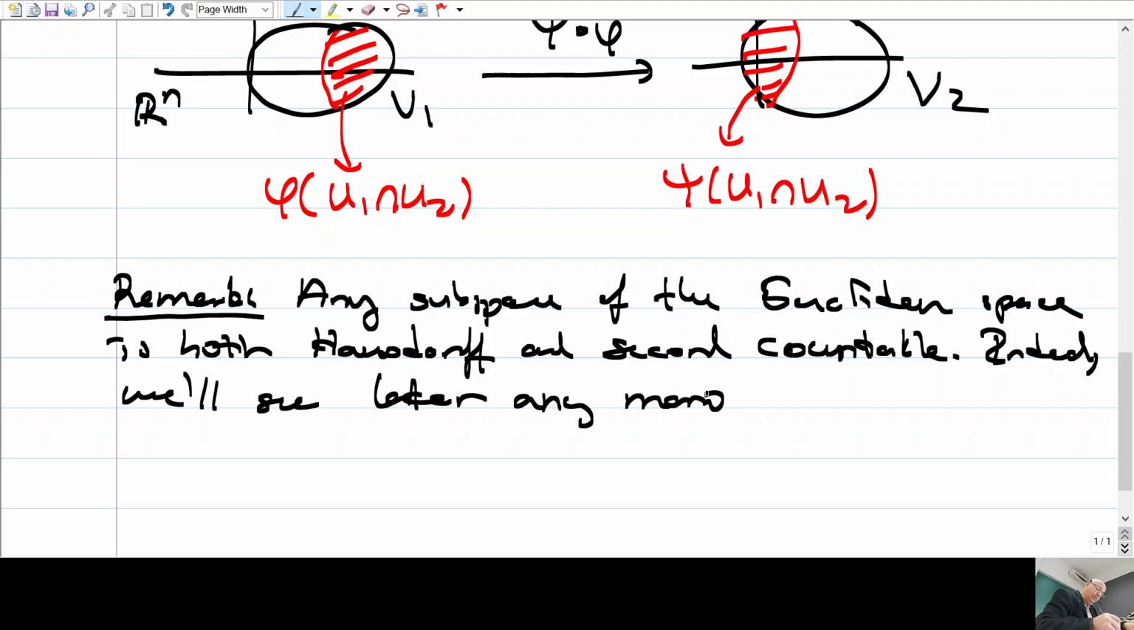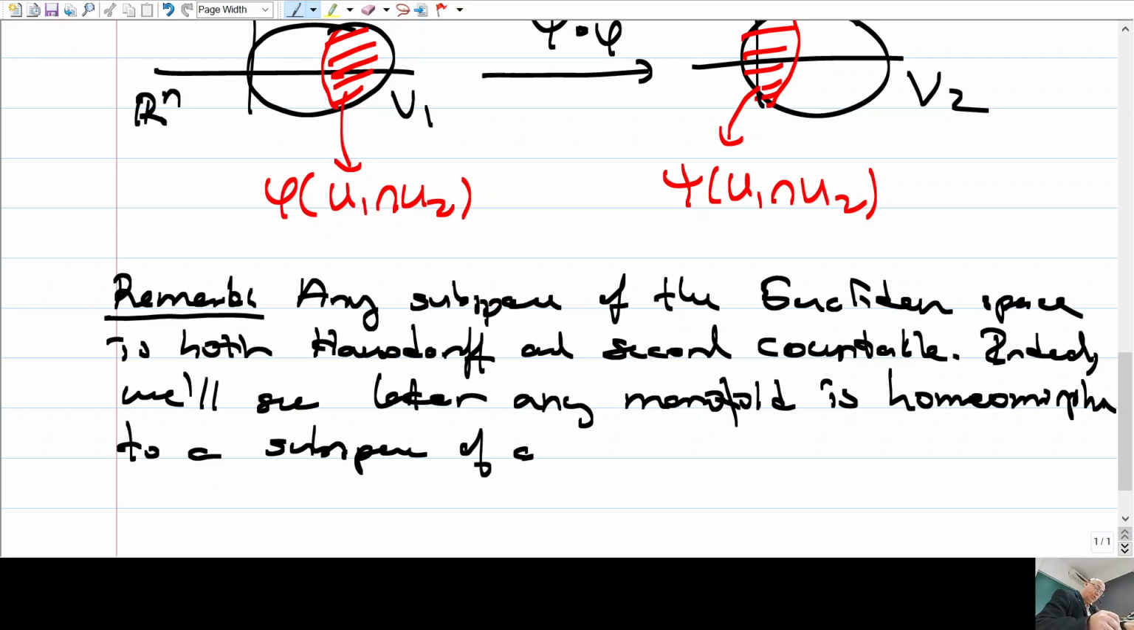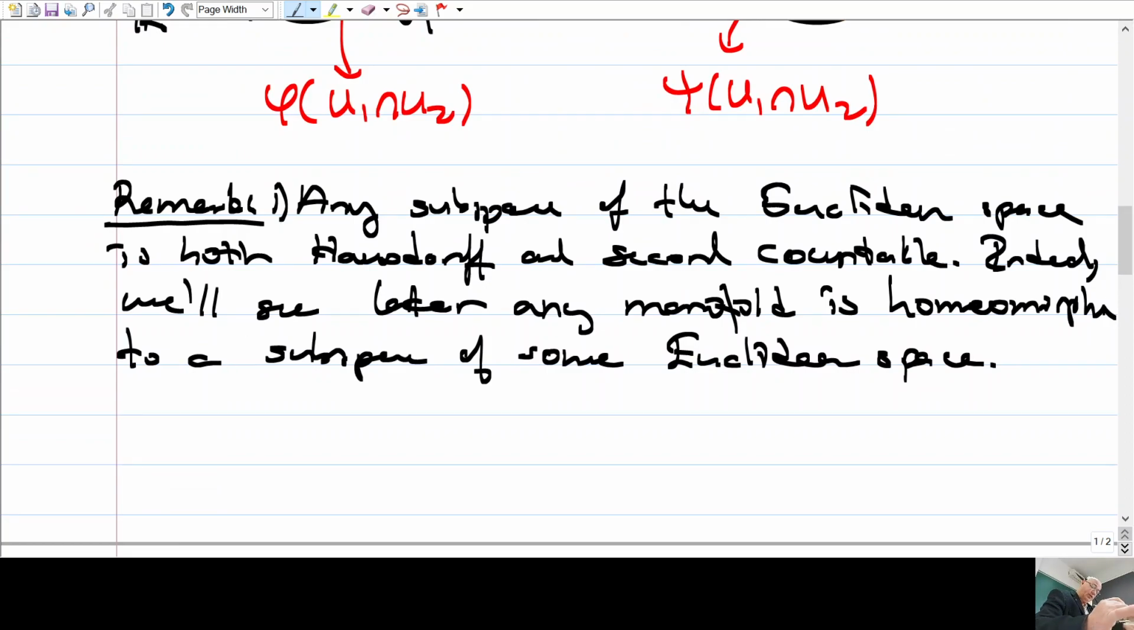Any manifold is, well, actually homeomorphic to a subspace of some Euclidean space. Okay. This is one remark. So therefore, it is better to start with a second countable and Hausdorff space. Okay. Otherwise, there is no hope that your manifold will be a subspace of some Rn.